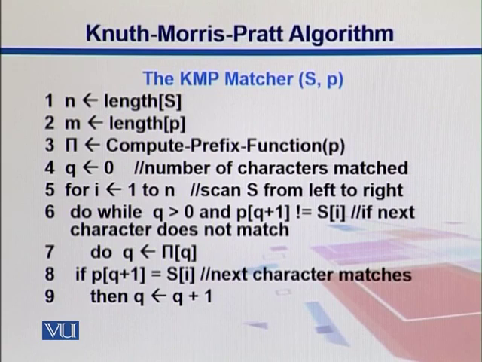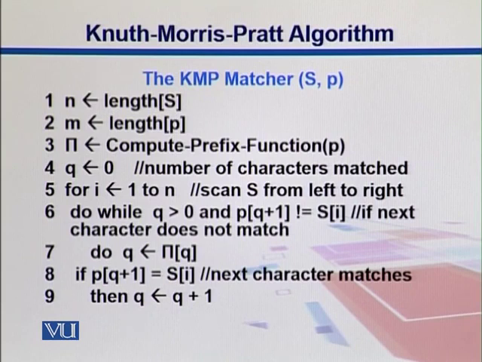We have the length of s, which is stored in variable n, and m takes the length of p. We have already computed this prefix function over the pattern, which is stored in pi. q here stores the number of characters matched. We have a for loop starting from 1 through n that scans s, your sequence or text, from left to right. We will also have a while loop over here, and the condition for that is that q should be greater than 0. So in case we already have a match, we will go here.